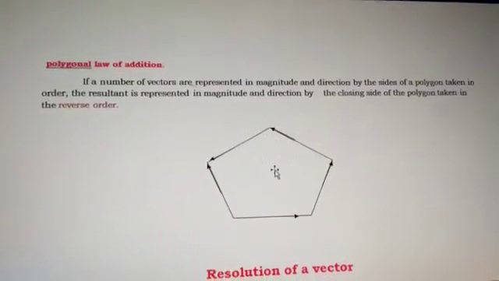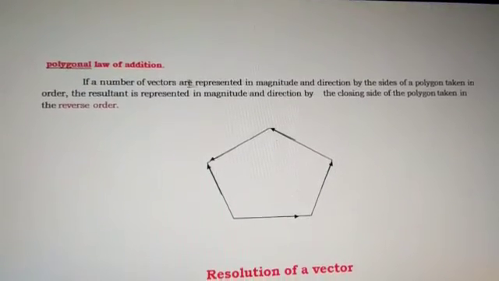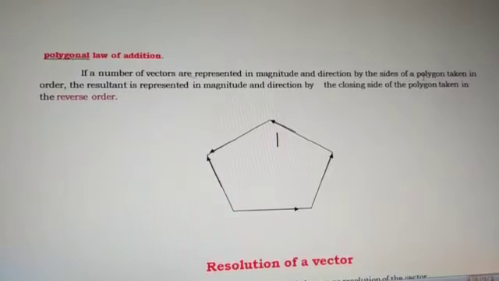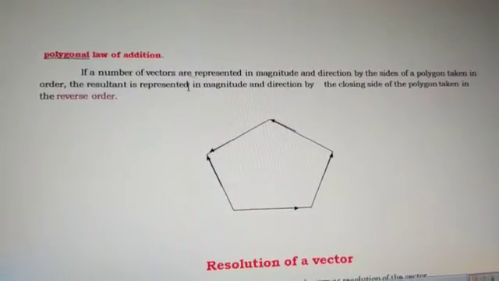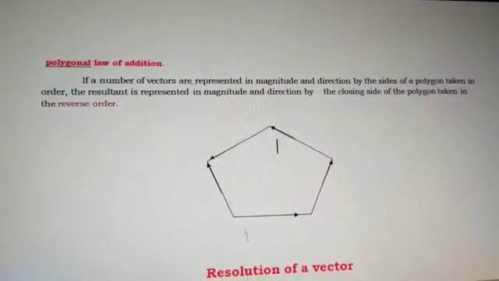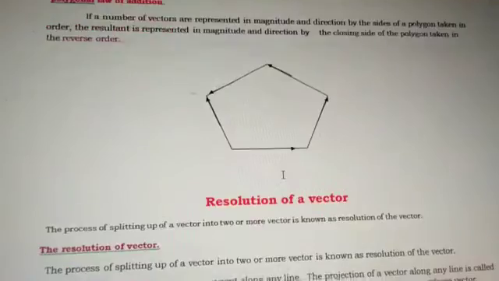So this is how we state the polygonal law of addition. If a number of vectors are represented in magnitude and direction by the sides of a polygon taken in an order, the resultant is represented in magnitude and direction by the closing side of the polygon taken in reverse order. This is the polygonal law of addition.